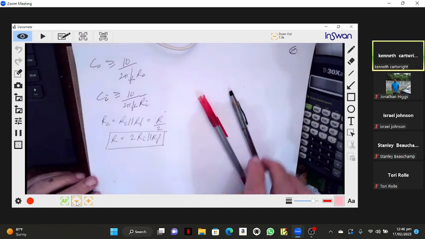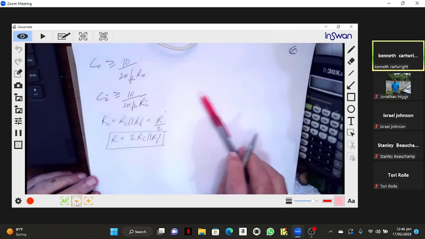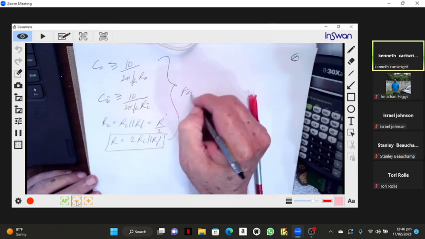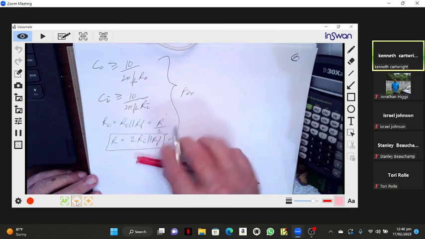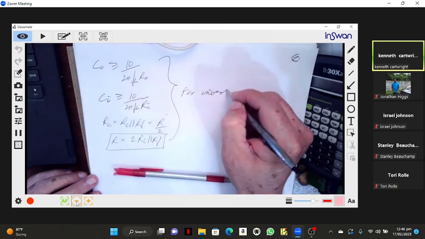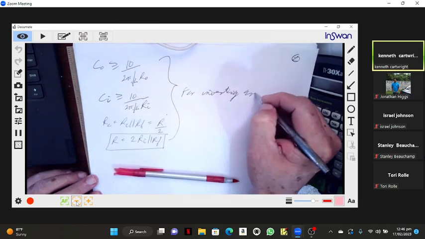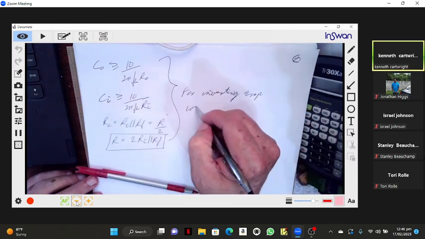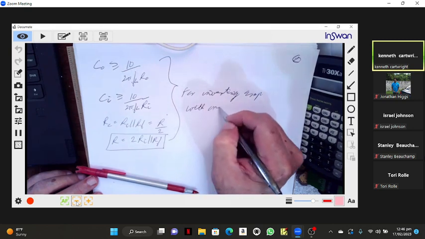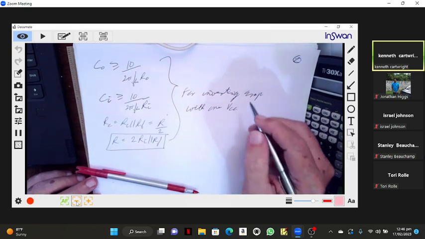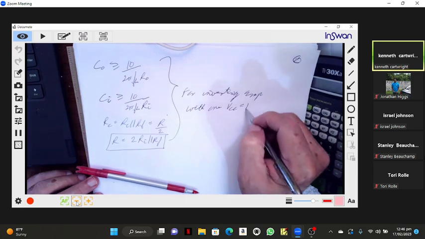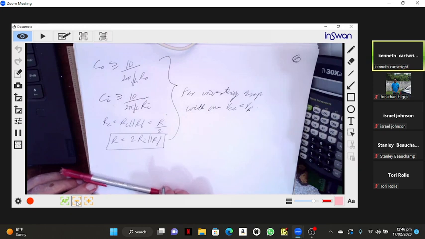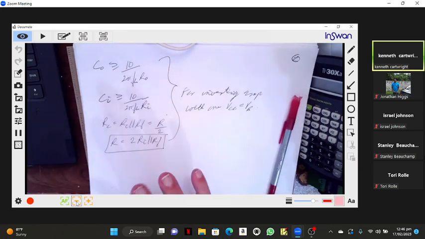So this is the key. These are the key equations for the inverting amplifier, or inverting amp, with one VCC, which we call VB in this problem. Okay. This is a key page that you need to understand.